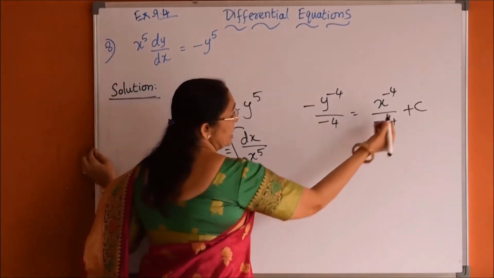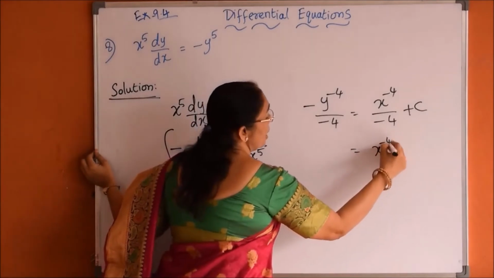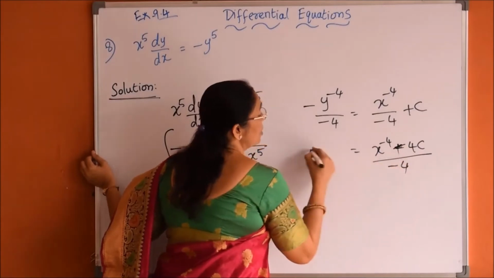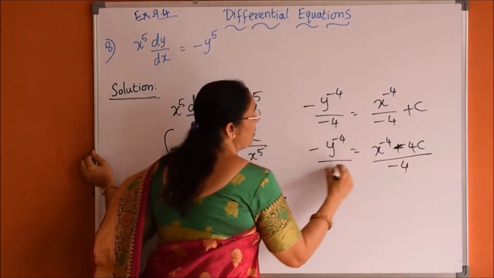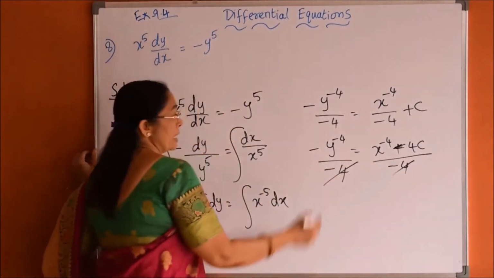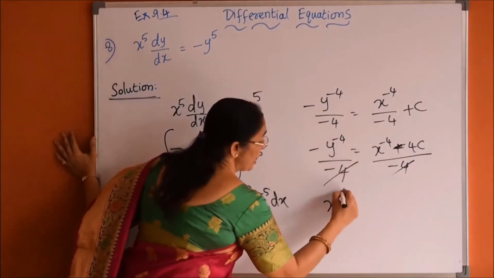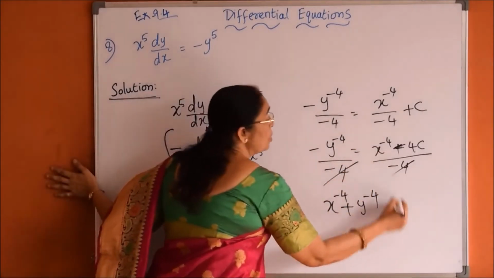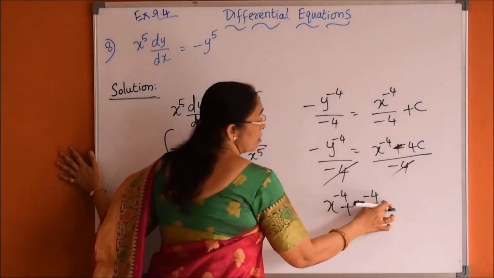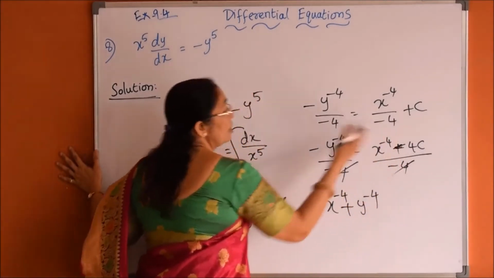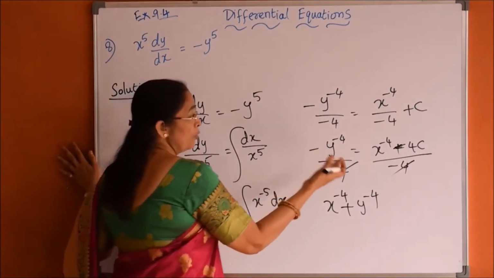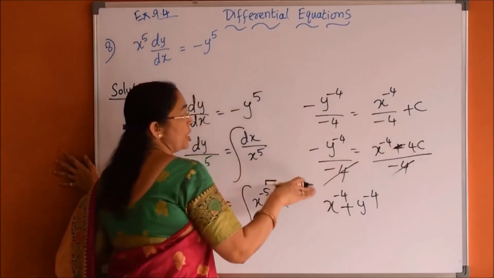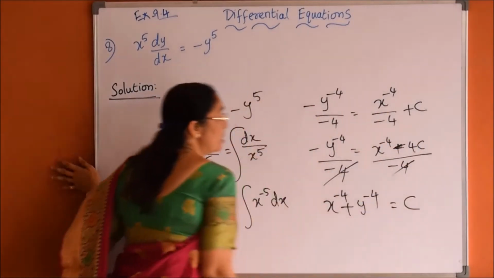Now, just taking the right hand side LCM, we will get x power minus 4 plus or minus 4c divided by minus 4, and the left hand side y power minus 4 divided by minus 4. This minus 4 gets cancelled. So x to the power of minus 4 plus y to the power of minus 4 is equal to minus 4c, which is again one constant. So it can be written even as plus 4c, or x power minus 4 plus y power minus 4 is equal to 4c, which is nothing but another constant c.